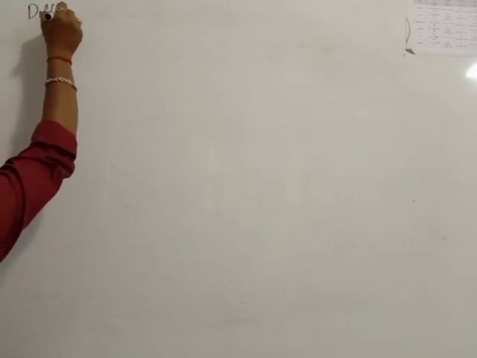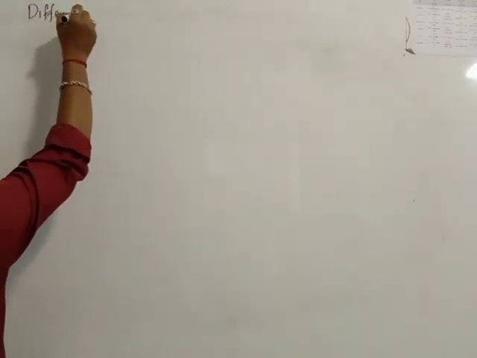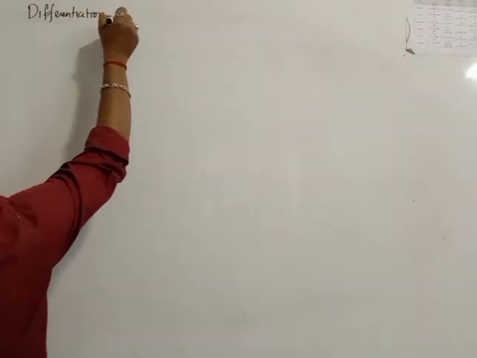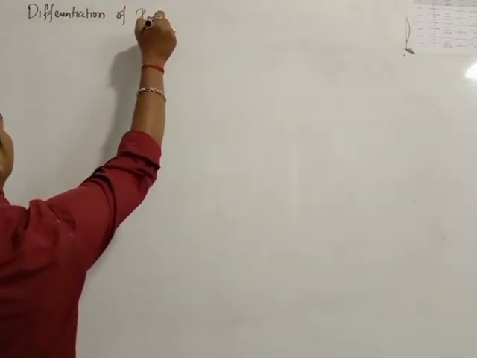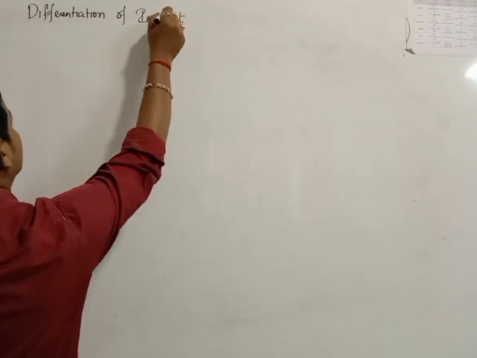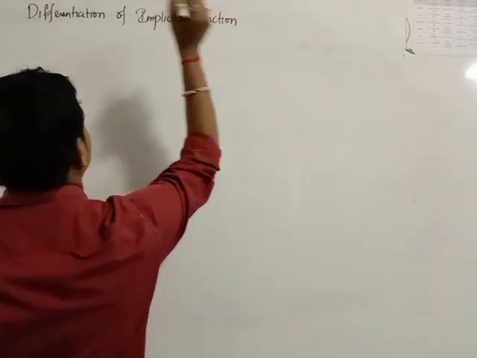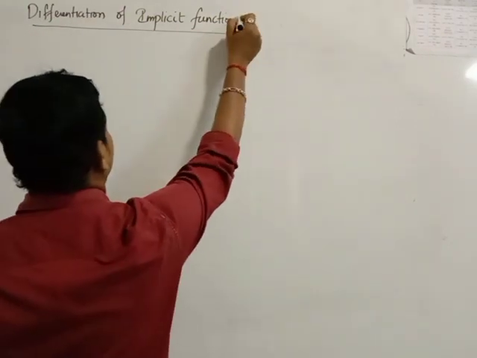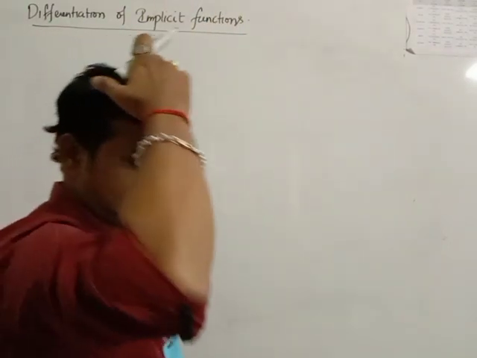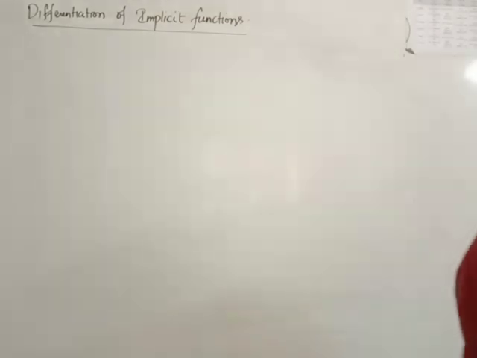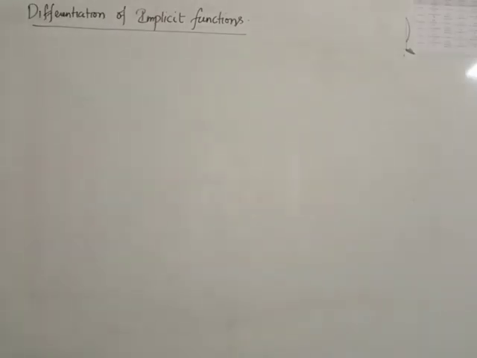Next, differentiation of implicit functions, or somebody reads it as implicit also. Nothing to worry, you can read it either way. Here, first of all, you want to know what is an implicit function. Now you are going to discuss it.